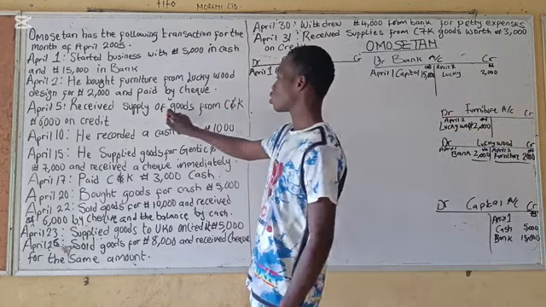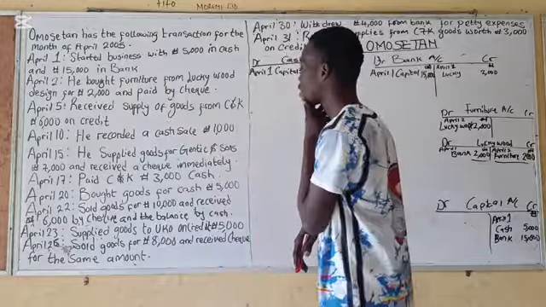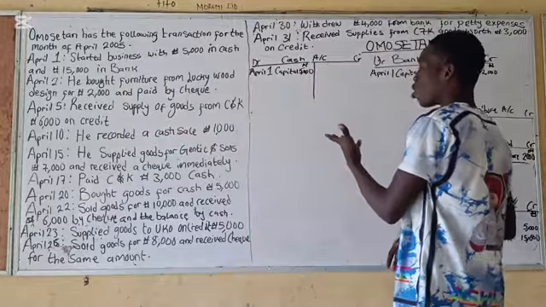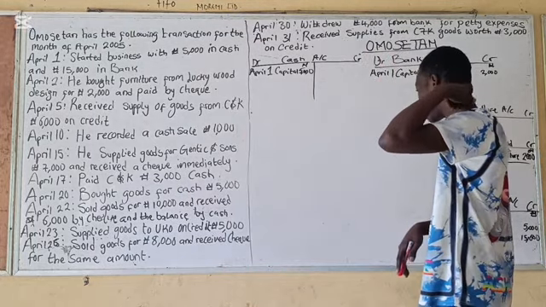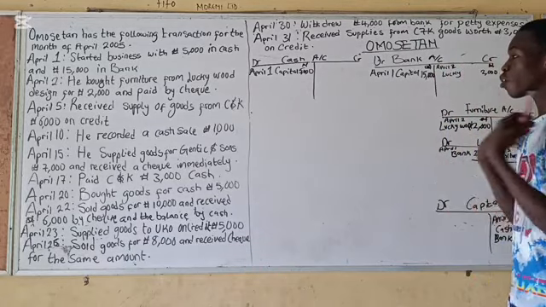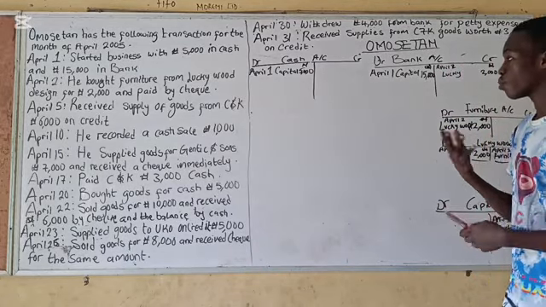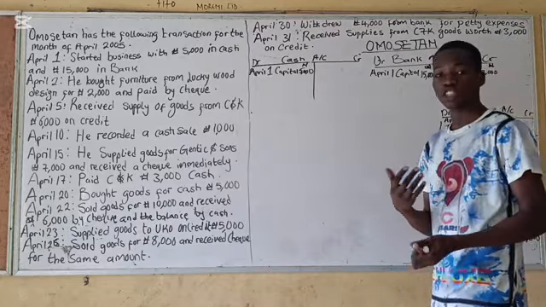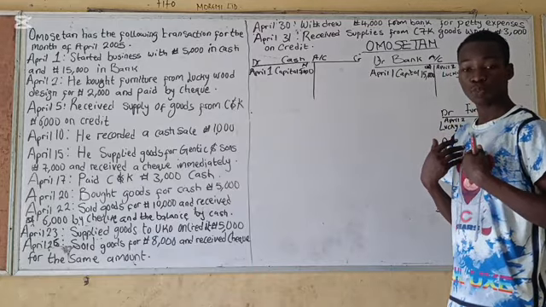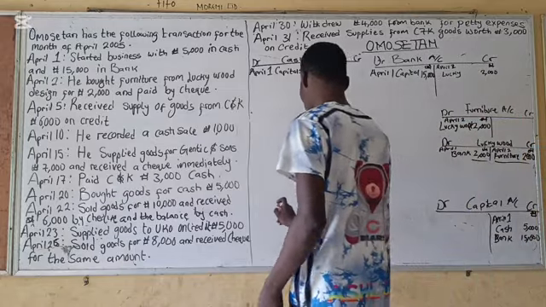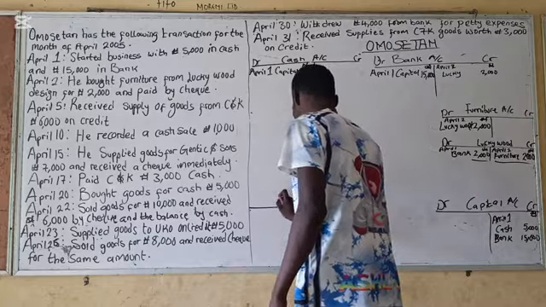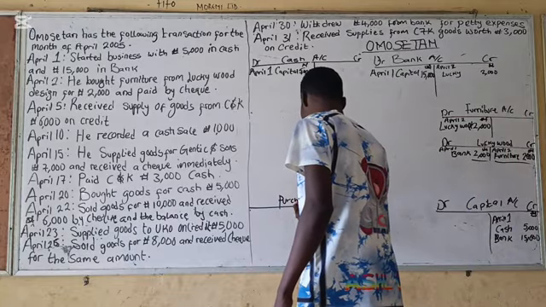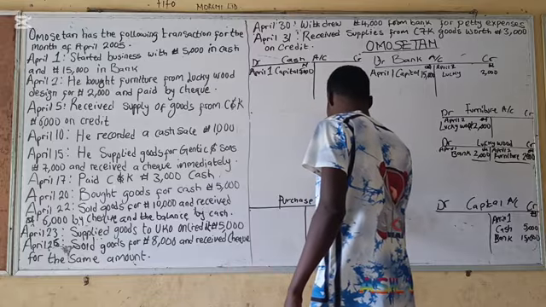Now, when you move to the next one, we have April 5. Receive supply of goods from C and K, 6,000 on credit. So now you receive supply of goods, you are receiving goods from your creditor. You know when you receive goods, you are going to debit it to purchase. So you prepare a purchase account.